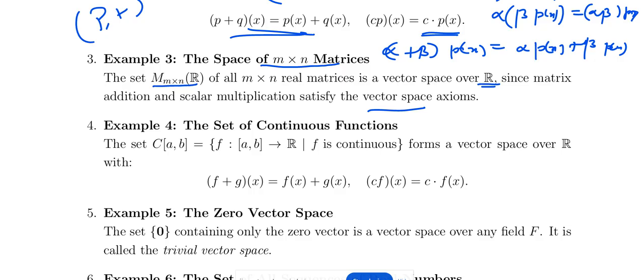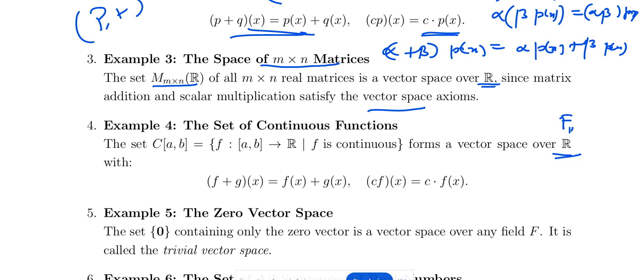And a set of continuous functions. Continuous functions means the set C of a comma b, that means the collection of continuous functions from the closed and bounded interval a comma b to R, forms a vector space over the field, where the entries are real numbers. Okay, this is the field.